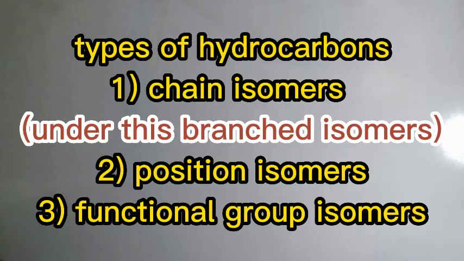First we look at what are the three types of isomers possible for hydrocarbons. There are three types we can define. First one, chain isomers. Under the chain isomers we can find branched isomers. Second one, positional isomers. Third one, functional group isomers. Here we are going to begin with chain isomers.